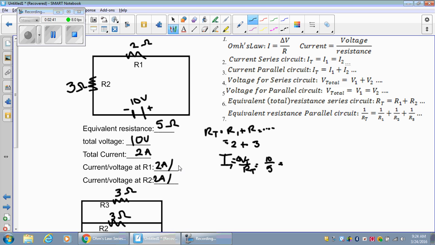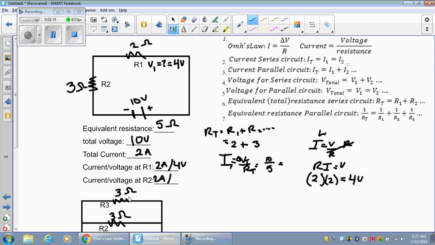Okay, now let's do the voltage though. So we're going to work with resistor 1. The voltage at 1 is what? Okay, Ohm's law is I equals voltage over resistance. How do I solve for the V? Get rid of the R by multiplying. So R times I equals voltage. Okay, let's plug in our resistance at 1. So that's going to be 2 ohms. And our current is going to be the same all the time, so 2 amps, right? So we end up with 4 volts at resistor 1.